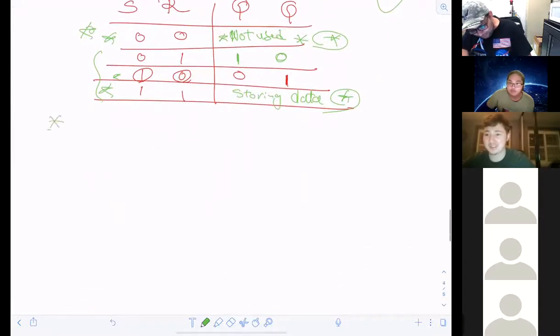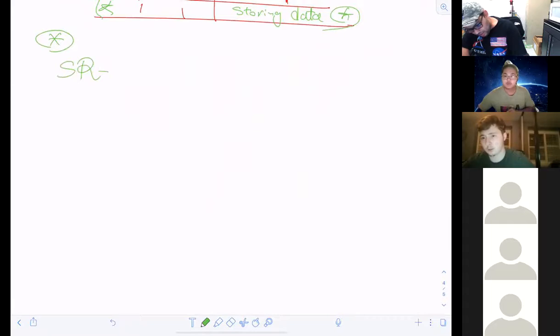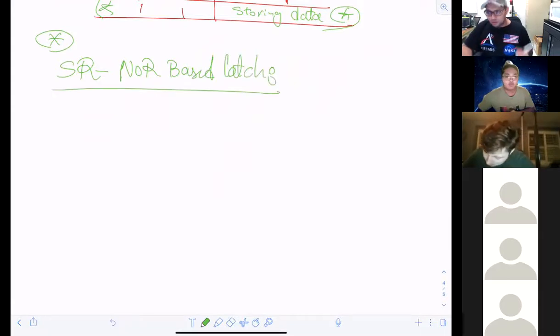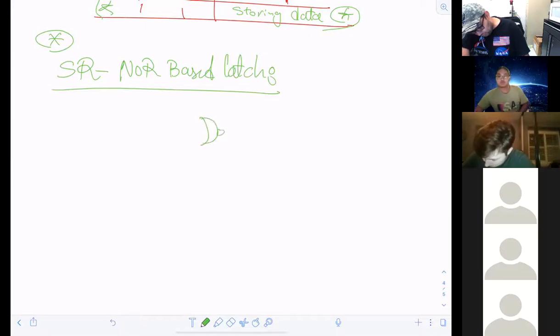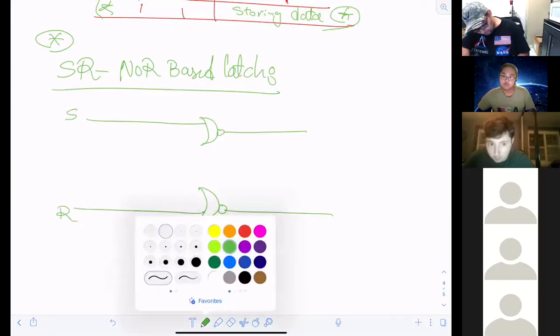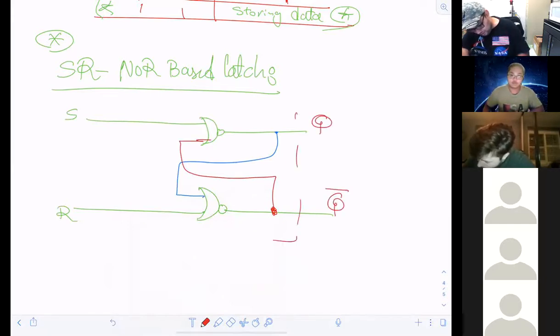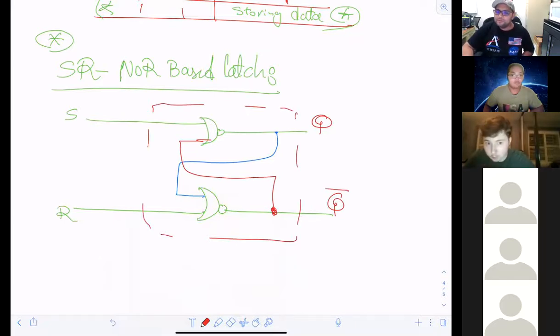Don't worry. Anyway, now we finished the first attempt of building the SR NAND latch. So let's see how it works with the NOR latch. The NOR latch will be the identical feedback concept, but replacing every NAND with NOR. Should we do it now and see how it looks? So we can write here SR NOR-based latch. So I'm going to have NOR, and that's going to be Q. Here's your latch. This is NOR, NOR.